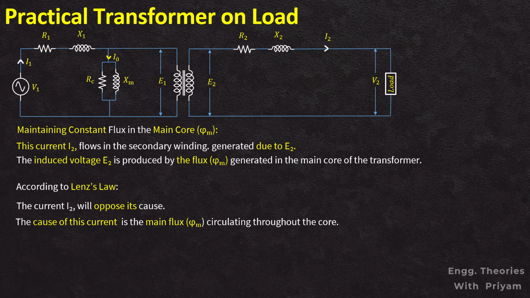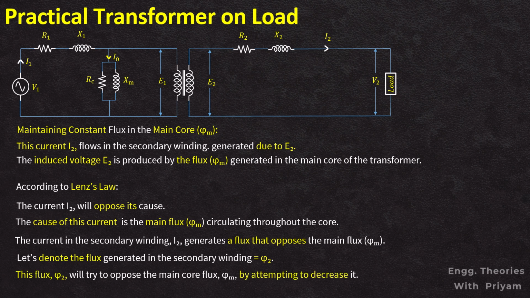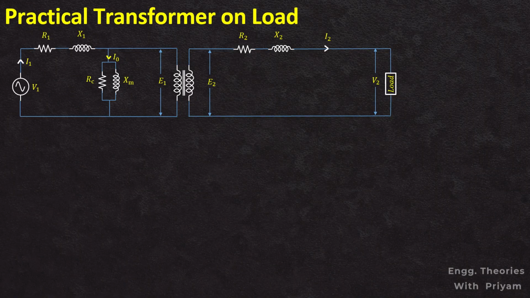The cause of the current in the secondary winding is the main flux phi m circulating throughout the core. This current in the secondary winding I2 generates a flux that opposes the main flux phi m. Let's denote the flux generated in the secondary winding due to the current I2 as phi 2. This flux phi 2 will try to oppose the main flux phi m by attempting to decrease it. However, we know a transformer is a constant flux device.